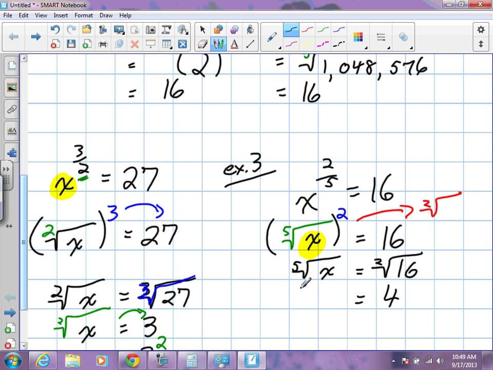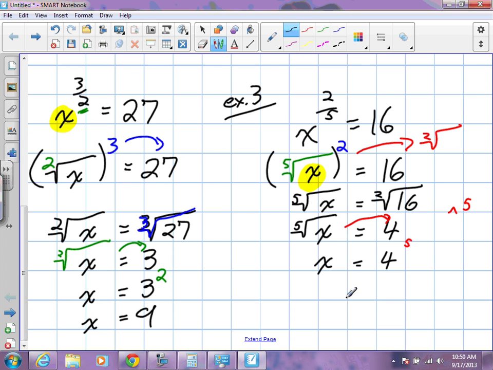We still have the fifth root of x. Now when I move the fifth root over, what does it become? It becomes the power of 5. That's the opposite operation. Good. So x is equal to 4 to the power of 5, which, off the top of my head, I think is 1,024. Nah, I'm joking. I didn't get that off my head. I used the calculator. 1,024.